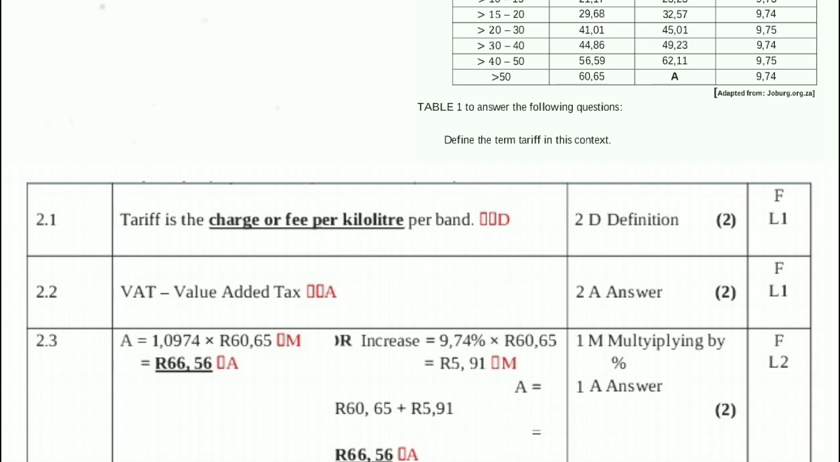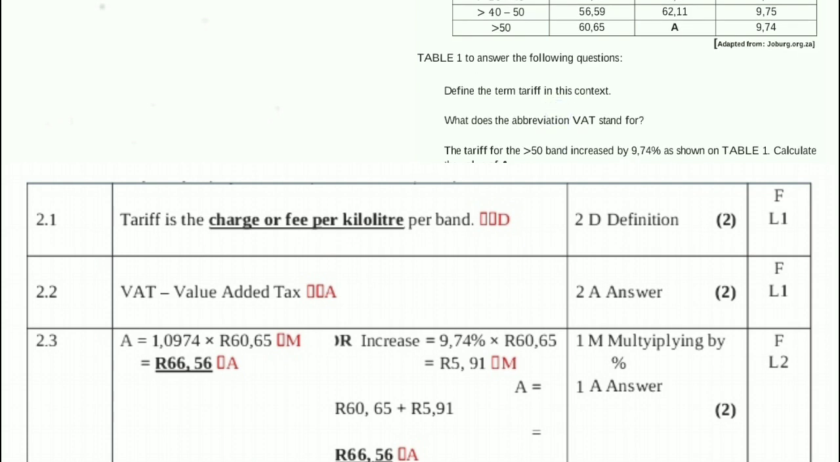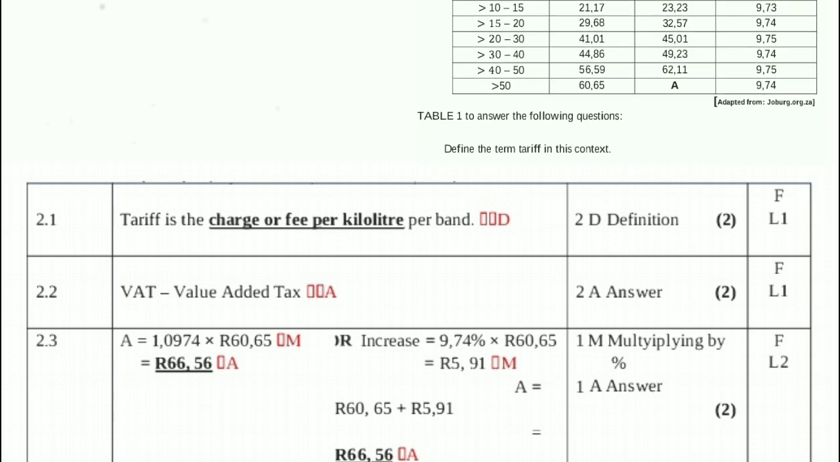When we start, we multiply by 9.74%, as you can see on the screen, because we're trying to find the actual amount that you're going to use. If we were dealing, let's say we're trying to find the percentage increase, which is 30%, we're going to say 30% multiplied by 60 rand 65. So we're going to do it that way, guys.